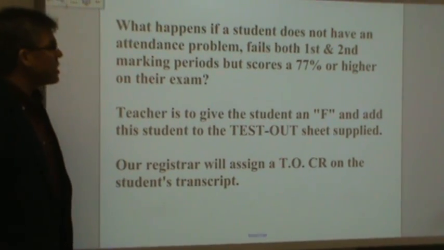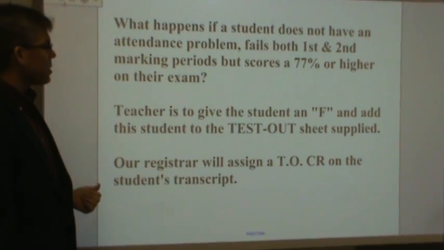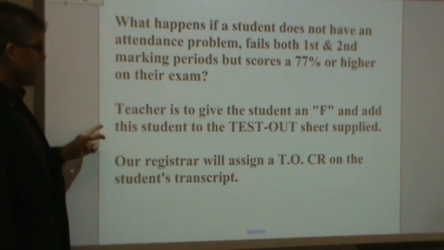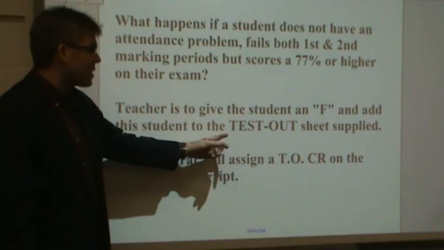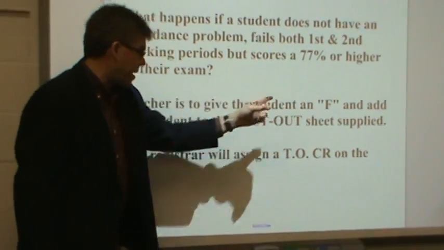What happens if a student does not have an attendance problem, fails both first and second marking periods, but scores a 77% or higher on their exam? The teacher is to give the student an F and add this student to the test out sheet supplied. The reason for it is they scored 77% or higher.